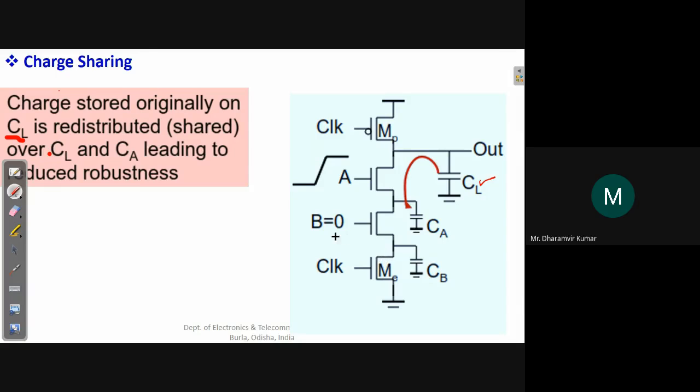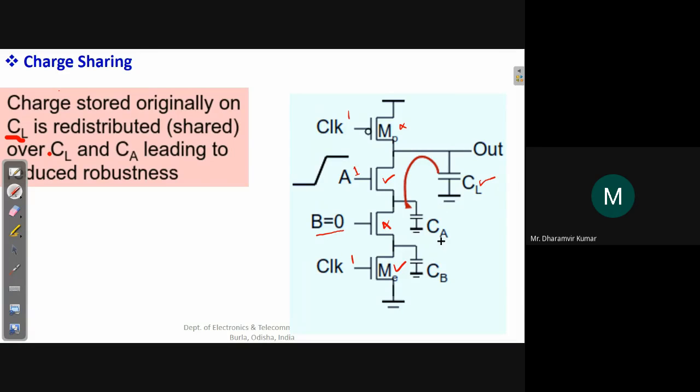And this B is 0, the input is 0. It means this NMOS is not working, so this path is not available. This path is open circuit. And this A is changing. The input A is, let's say, 1, so this NMOS is conducting. If we assume this PMOS is not conducting, that is clock is 1, so this NMOS is available, right? Now, we know that there are parasitic capacitances associated with every device.